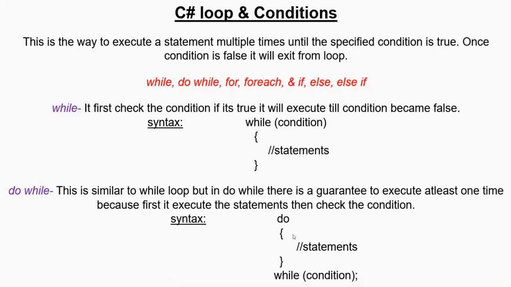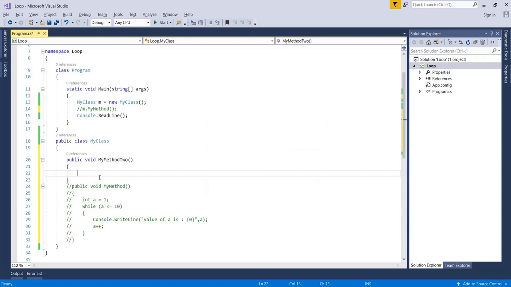But in case of do while, at least the first time, because it is not checking the condition at first, it first executes the statement and thereafter it will check the condition. So at least the first time it will execute the statement. So the syntax is do and then statement.